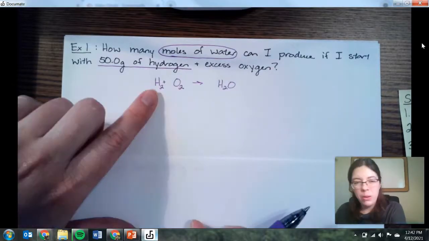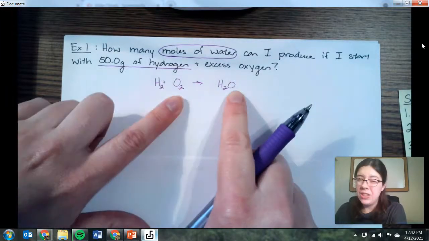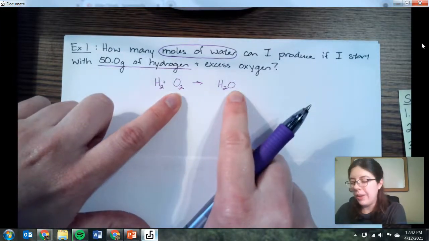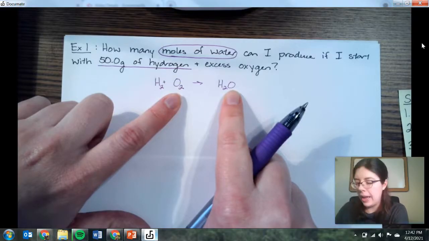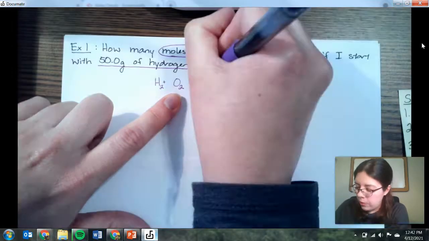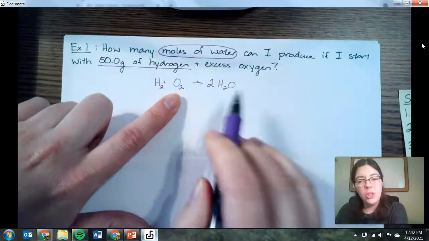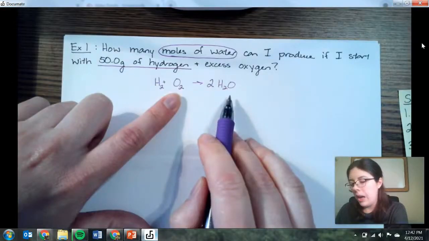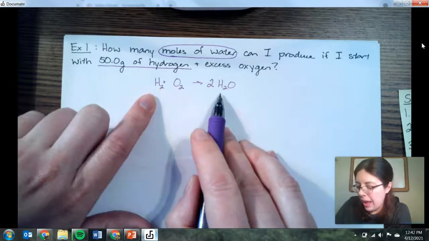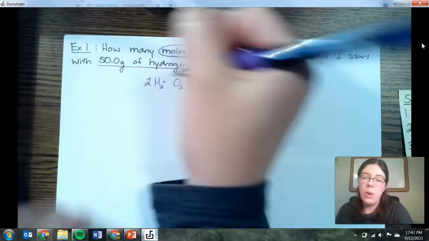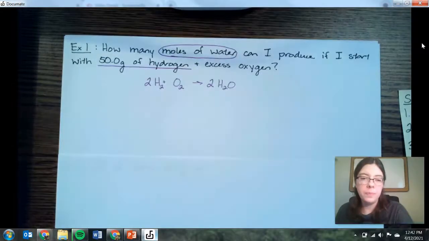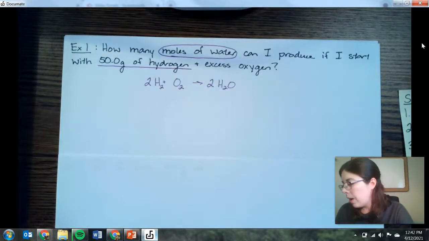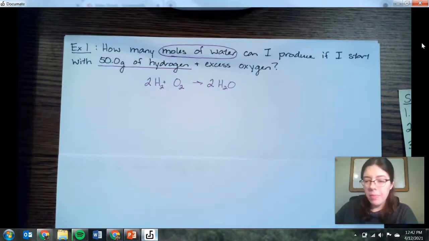So I have 2 hydrogen on both sides, but my oxygen aren't balanced. So I have 2 on my reactant side, but only 1 on my product side. So I'm going to put a coefficient of 2 in front of my H2O. So now my oxygen are balanced, and to balance out my hydrogen, I'm going to put a coefficient of 2 in front of my hydrogen. So from here, we have our balanced equation.